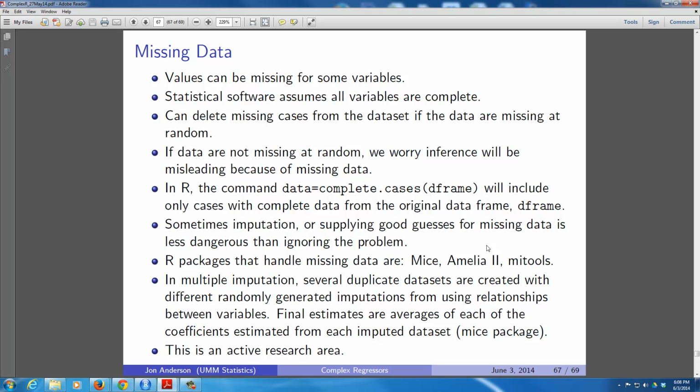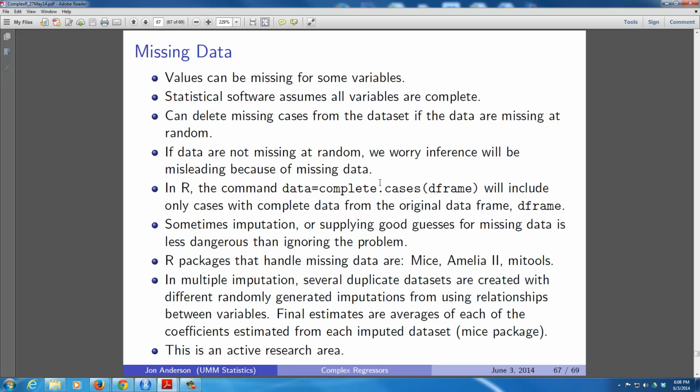Everything up till now assumed that we've had complete data and no missing observations, but values are often missing. Our software assumes that we have complete data, so what do we do if we don't have that? What are we going to do about analyzing data when there are pieces that are missing?